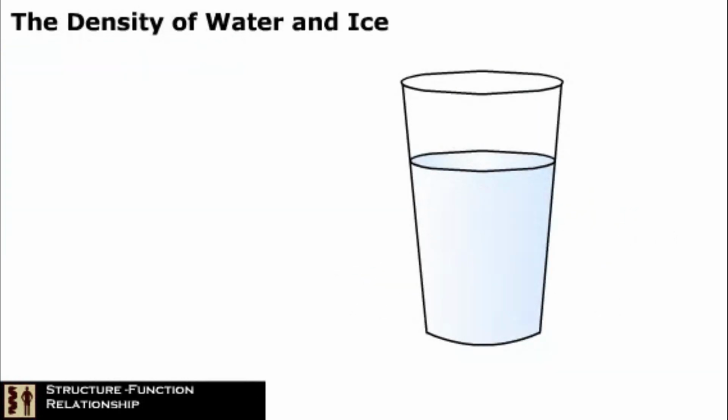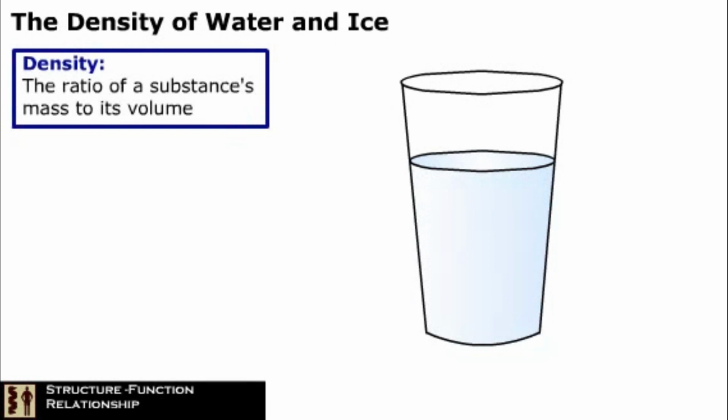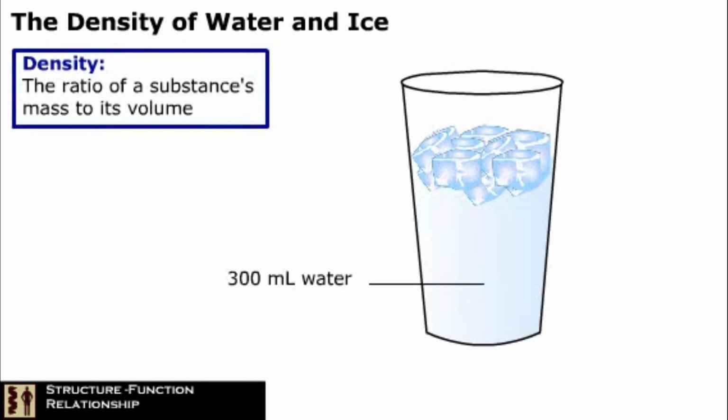Hydrogen bonding also explains another unusual property of water. It's more dense as a liquid than as a solid. Density is the ratio of a substance's mass to its volume. Most substances are more dense in the solid phase than in the liquid phase, but water is an exception. This is easily demonstrated by the fact that ice floats, so it must be less dense than water. Here, the glass contains 300 milliliters of liquid water, which has a mass of 300 grams. This means its density is 1 gram per milliliter.